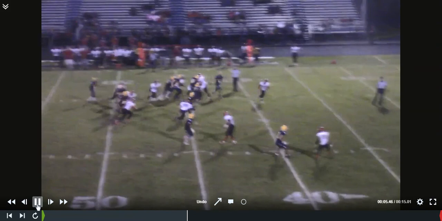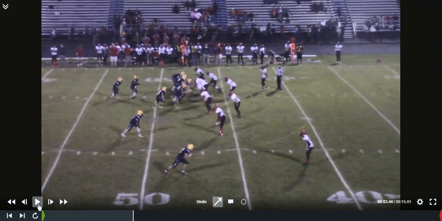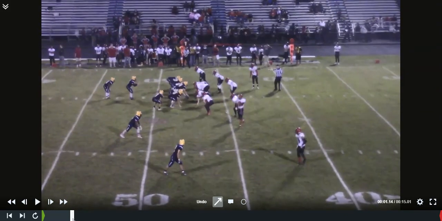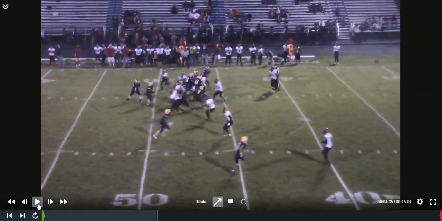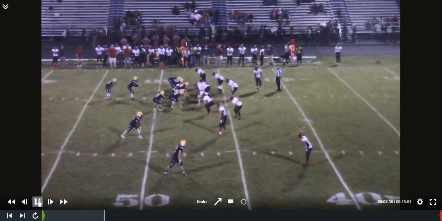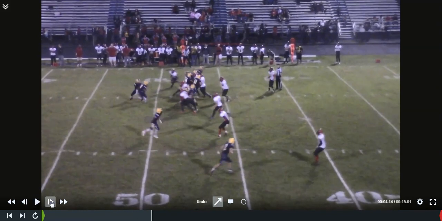So you can see on the read, if you watch our read man, if you watch this kid here, watch what he does. He steps up into the C gap. So our quarterback immediately sees that he's getting vertical and setting an edge. You can see his eyes are on him right now. He's not going inside.